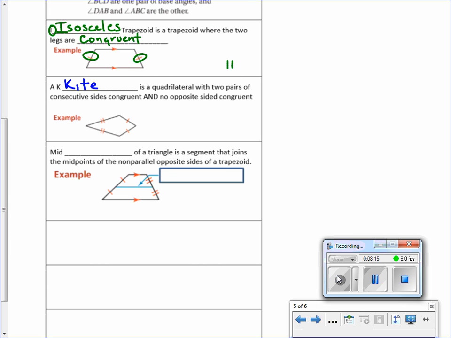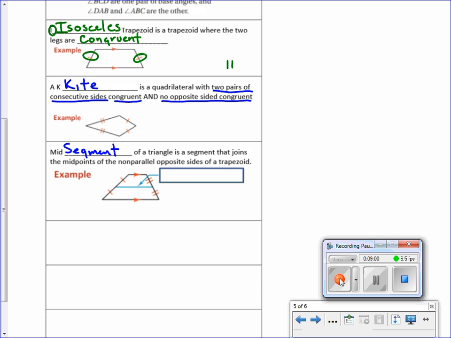Now we're going to move to another category of quadrilaterals, four-sided figures, and that's called a kite. So a kite is a quadrilateral with two pairs of consecutive sides that are congruent and no opposite sides that are congruent. That can sound kind of confusing, but if you just look at the picture, it makes sense. This side and this side are opposite sides, and they're not allowed to be congruent. They have consecutive sides, that means they share an angle. Consecutive sides are congruent, so that pair would be congruent, and this pair is congruent. So it has two pairs of consecutive sides that are congruent. That's what makes it a kite.